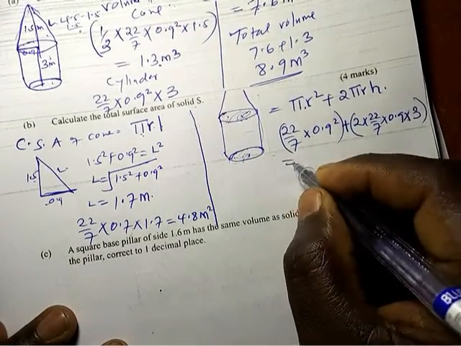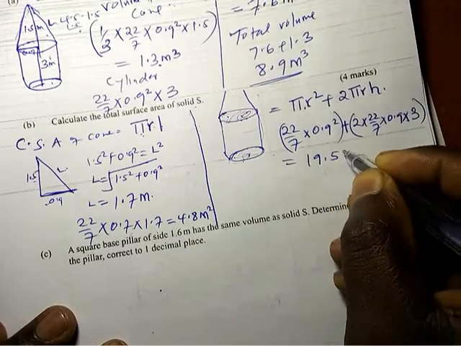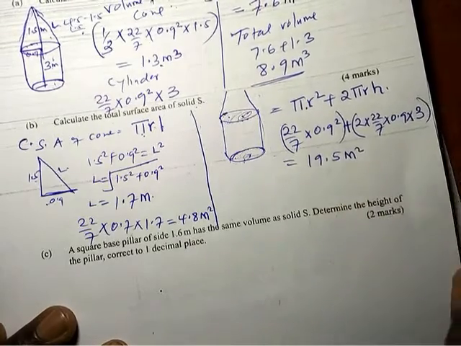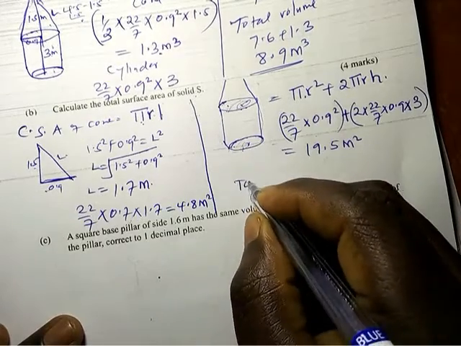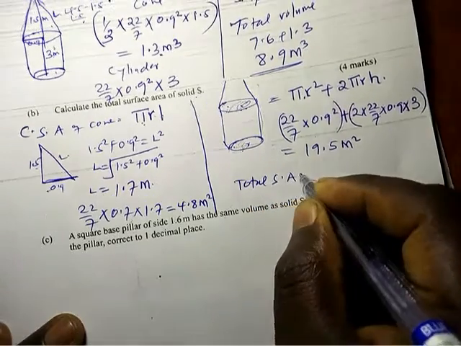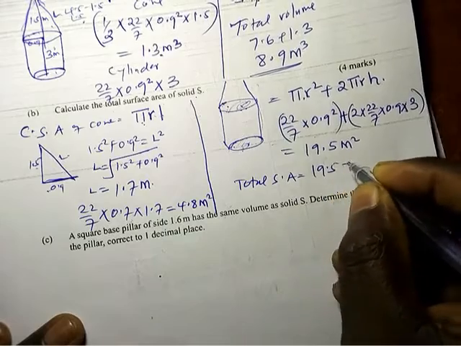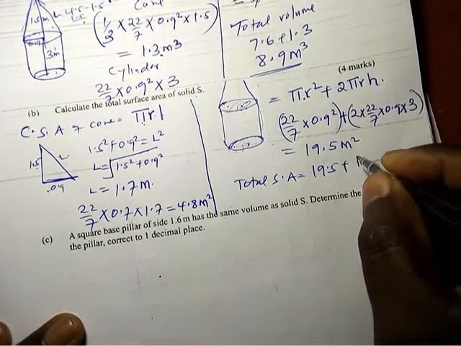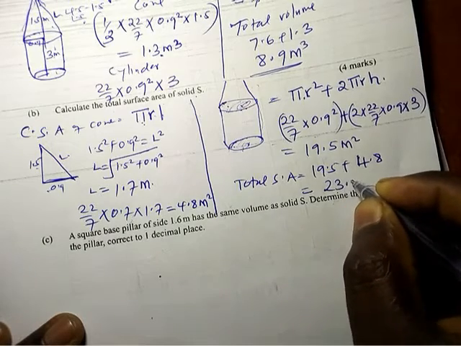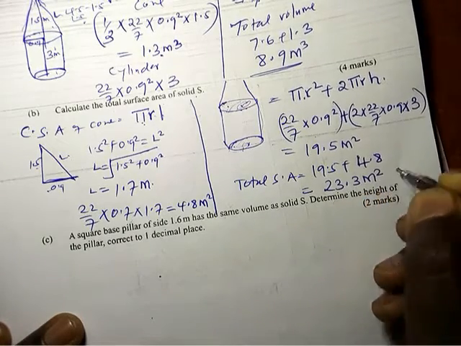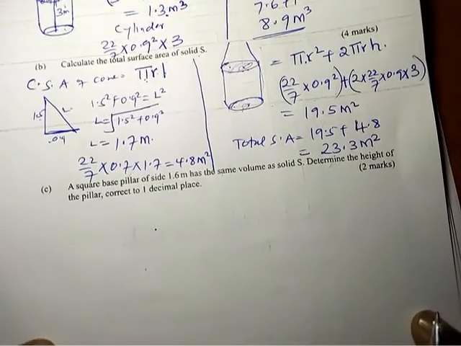This one will give us a total of 19.5 meters square. So now the total surface area will be 19.5 plus 4.8. That one is 23.3 meters square.